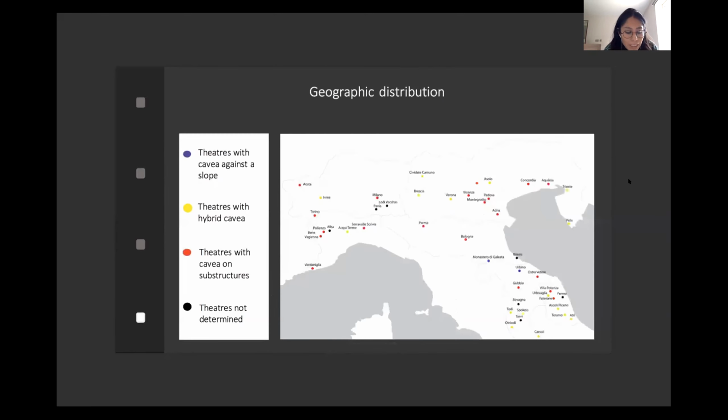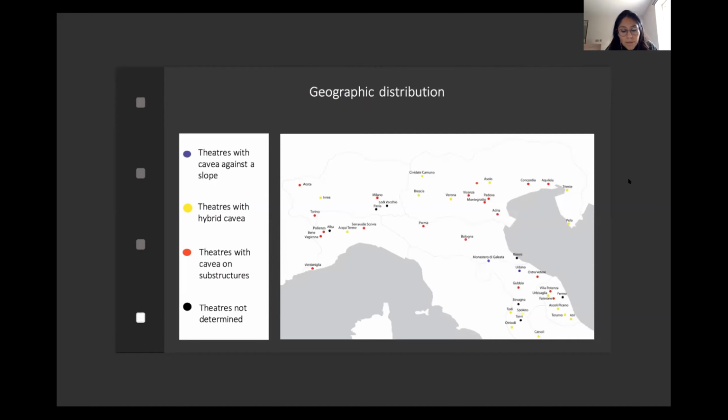From the map, it is clear that the majority of theaters with hybrid cavea are in central Italy, as in this part the predominant feature is the hilly and mountainous area of the Apennine region. However, also in this region, where the settlement of the city was in a plain area, the solution adopted was the cavea with free substructions, for example Gubbio, Ostra Vetere, Villa Potenza, and Falerone. This has to be related also to the lower cost of the material for building the theaters. At the same time, a major concentration of theaters with substructures has to be noticed in the Po Valley, where there were no other solutions to adopt.